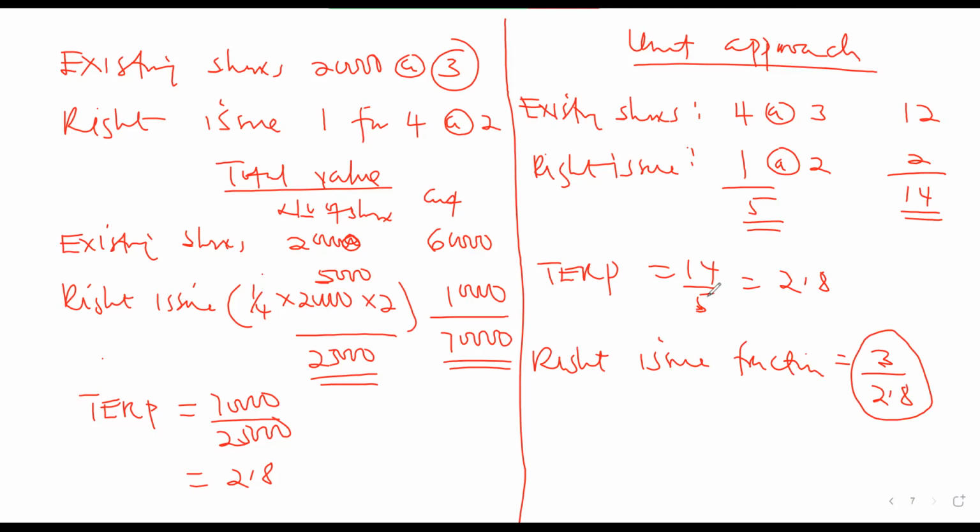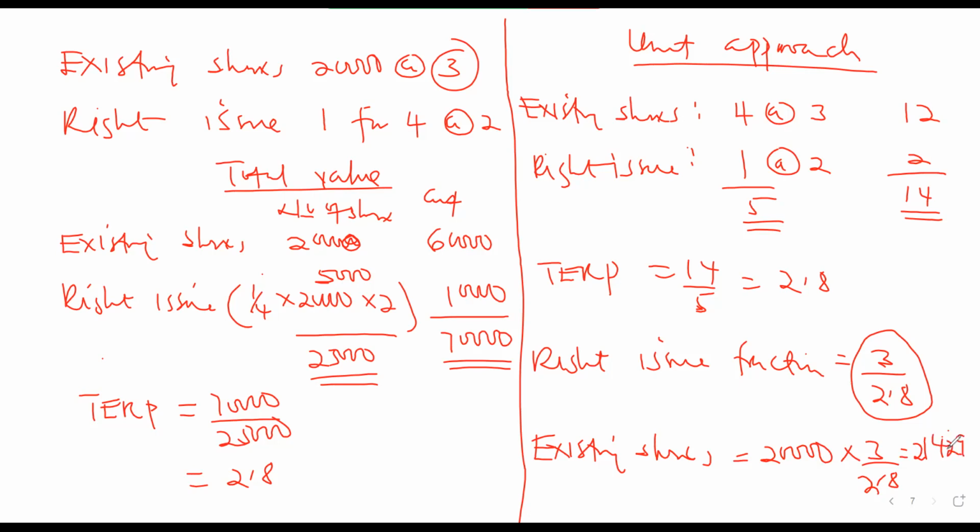So you come here and you find your bonus elements. So come to your existing shares. Your existing shares was what? Was 20,000. So 20,000 multiplied by 3 over 2.8. What are you going to be getting? I'm getting 21,429.